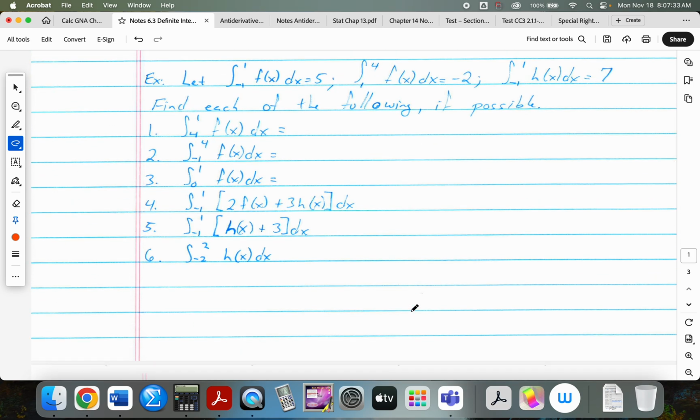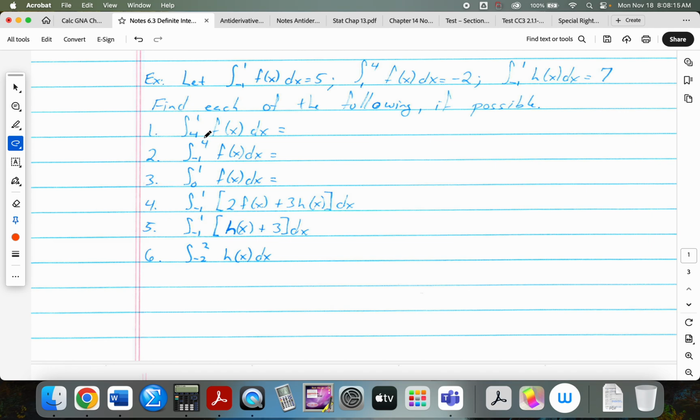So let's take a look at these. These are general questions I can ask you without asking you to actually do any antiderivatives. So given these facts, the integral from -1 to 1 of f of x dx is 5, the integral from 1 to 4 of f of x dx is -2, and the integral from -1 to 1 of h of x dx is equal to 7. Given those three facts, I can ask you all kinds of questions. Not all of them are possible. So let's take a look.